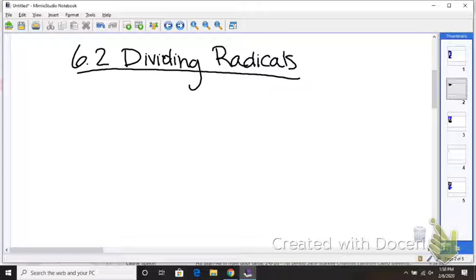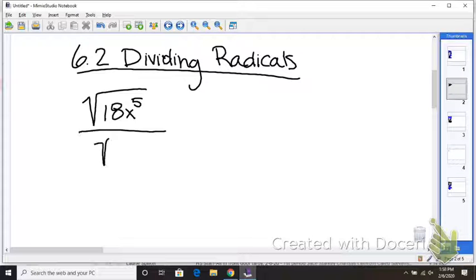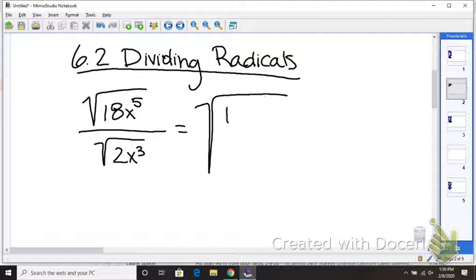Okay, so the first type of problem you'll see is something like this. The square root of 18x to the fifth divided by the square root of 2x to the third. So there's a couple different things that can happen. Sometimes when you have something like this, the square root on the top and the square root on the bottom, that just means the whole thing is being square rooted. 18x to the fifth divided by 2x to the third.